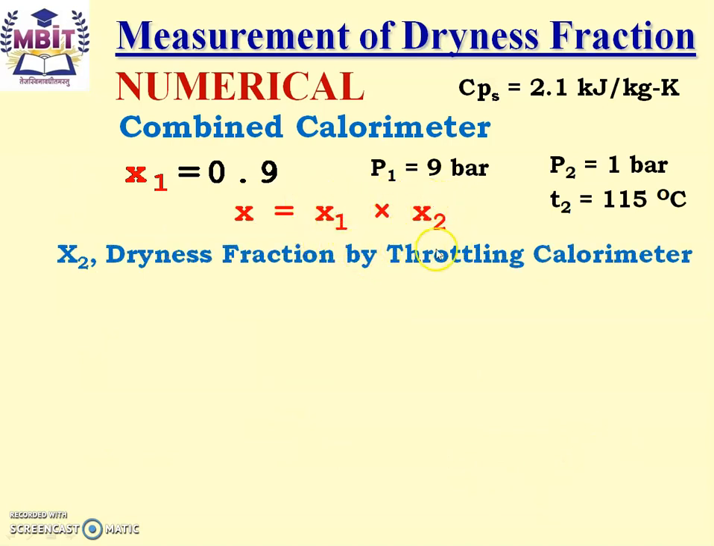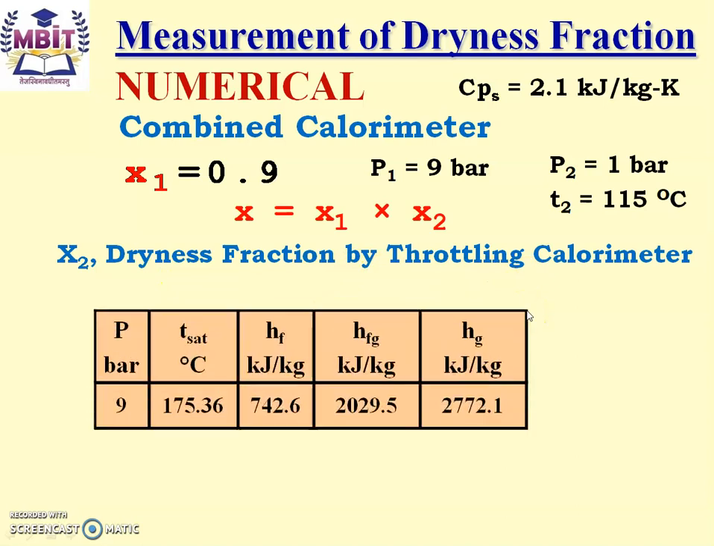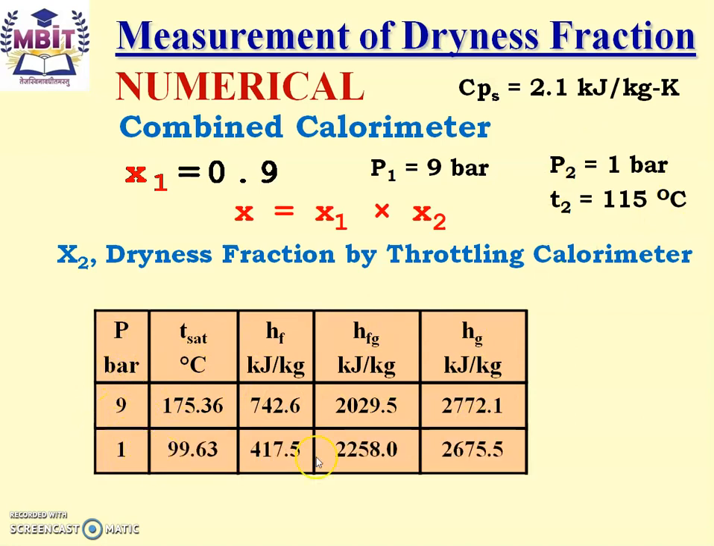Now we have to calculate x2, the dryness fraction of steam by the throttling calorimeter. Here we require the steam table for two pressures: before pressure 9 bar and after pressure 1 bar. So this is the steam table data at 9 bar, that is before throttling, and this is the steam table data after throttling, that is 1 bar.